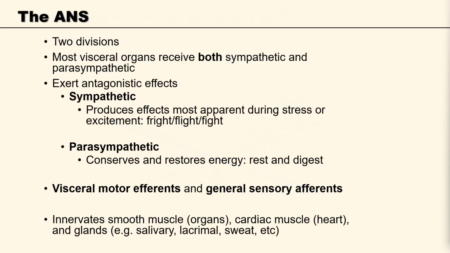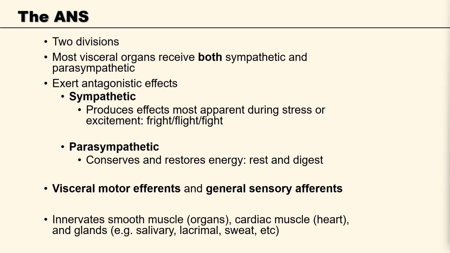So the ANS has two divisions, and almost all organs receive both sympathetic and parasympathetic innervation that exerts antagonistic or oppositional effects on each other. The sympathetic produces effects that are advantageous for fight or flight, and the parasympathetic helps us to conserve energy for normal bodily function. The organs receive parasympathetic and sympathetic innervation by visceral motor efferents, whereas they convey to the brain information about their condition by general sensory afferents, similar to the afferents of the somatic nervous system.